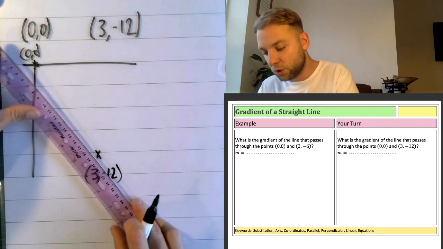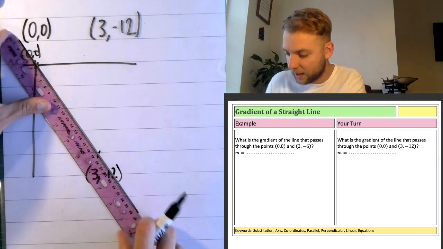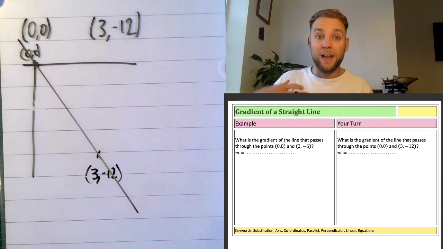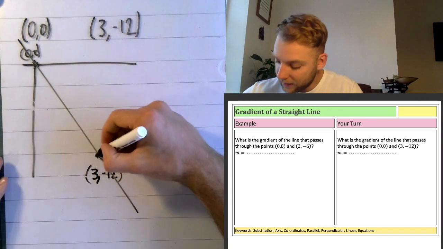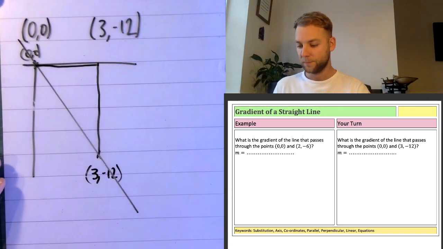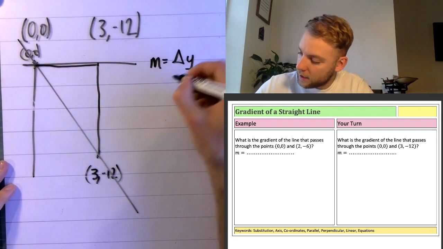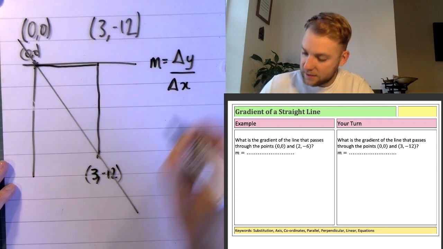And remember, it's the gradient of the line that I'm finding. So this one here, like so. This is my line. What do I do next? Well, if I'm finding the gradient, I need to draw that right angle triangle between my two coordinates. I know that the gradient is equal to the change in y over the change in x.